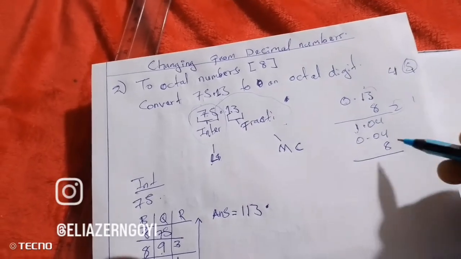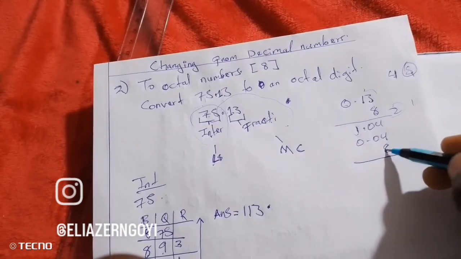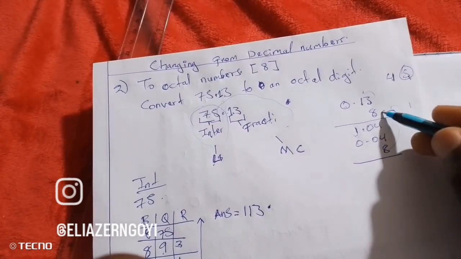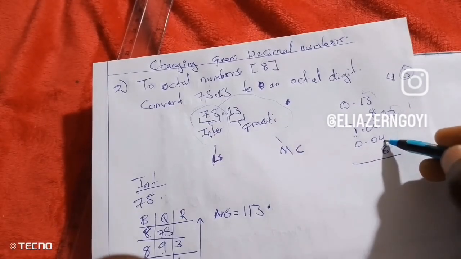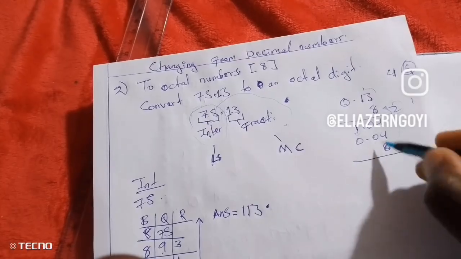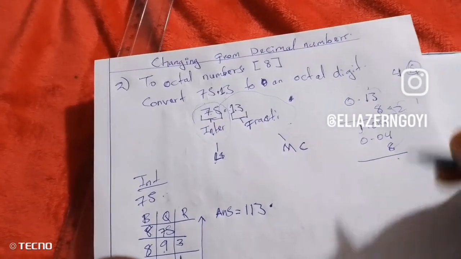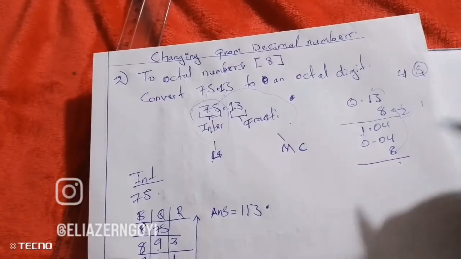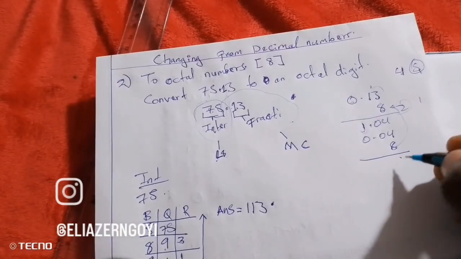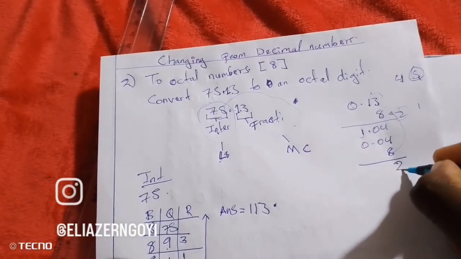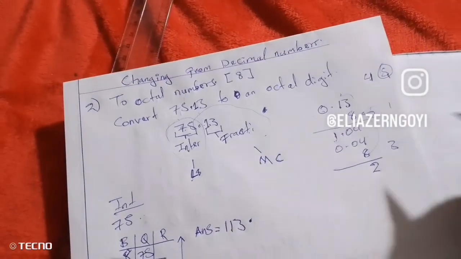So 8 times 4. This 8 will repeat itself because we're still in base 8. We're trying to change numbers to base 8. That's why we're working with the 8. So 8 times 4, that is 32. So 2, remainder 3.